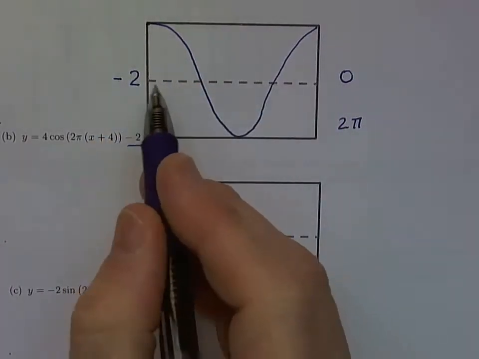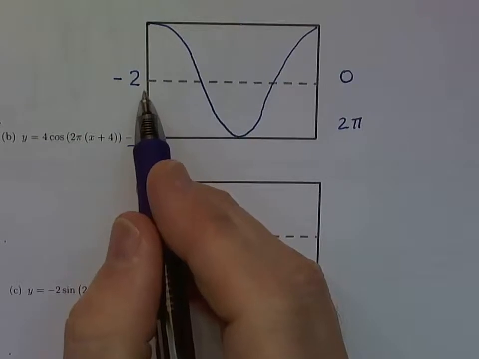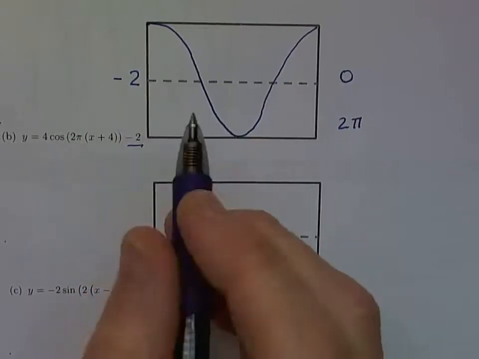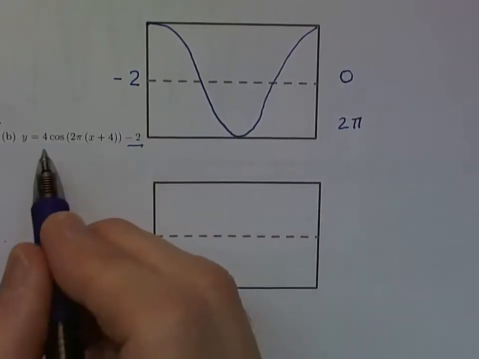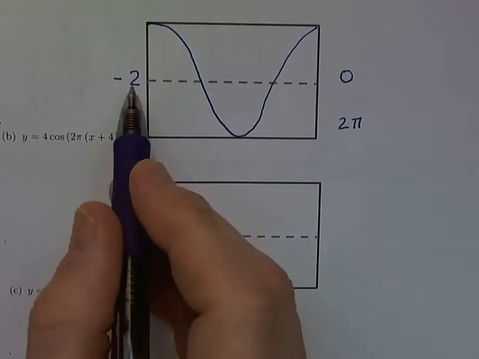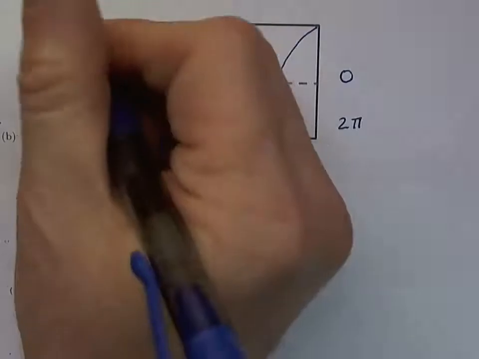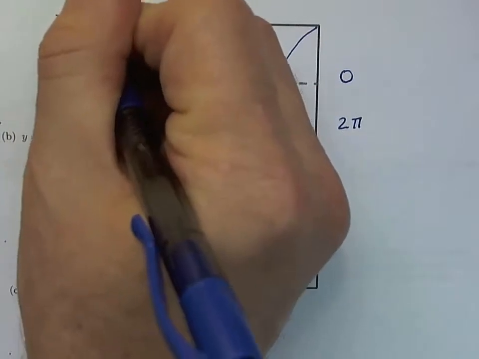Okay, so -2 goes right here. So this graph has been dropped down 2 units. Now, in addition, we have the amplitude. So from this line of oscillation, we go up 4.